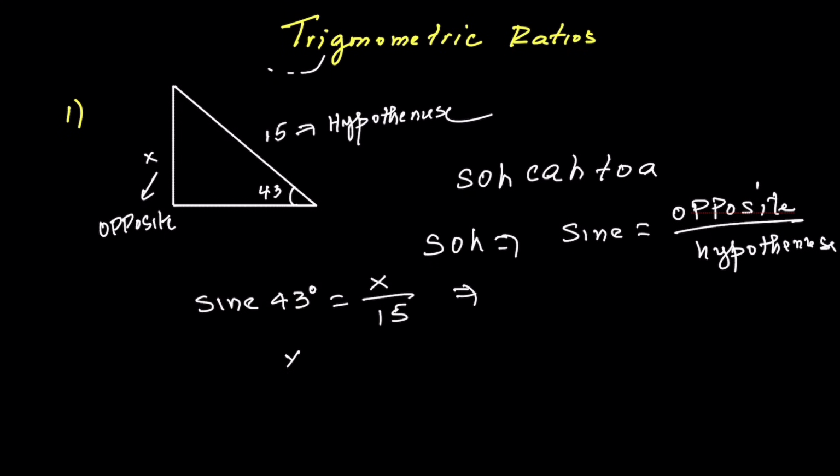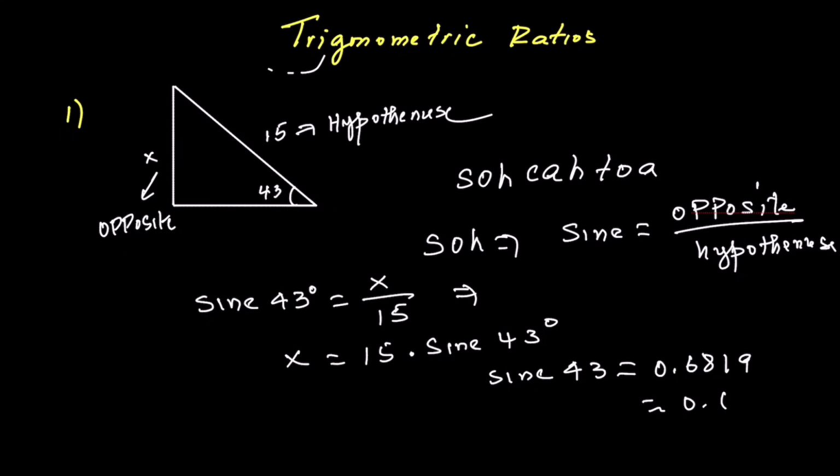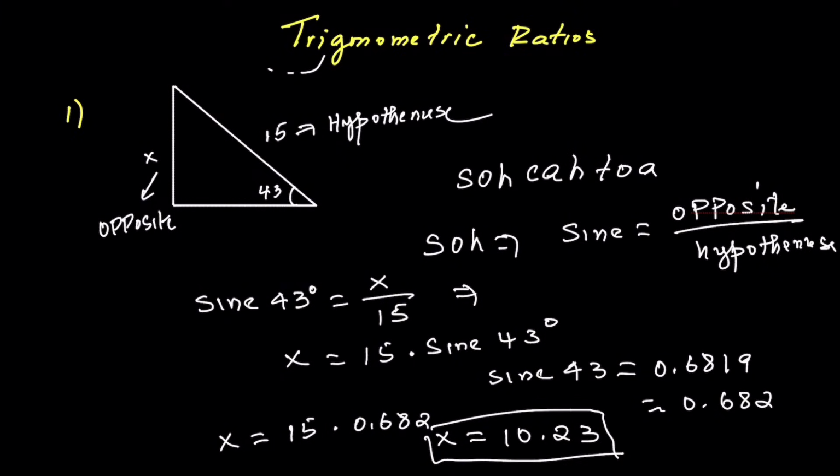Multiply both sides by 15. X equals 15 times sine of 43. Using the calculator, sine 43 equals approximately 0.682. X equals 15 times 0.682. X equals 10.23 units. The length of x is 10.23 units.